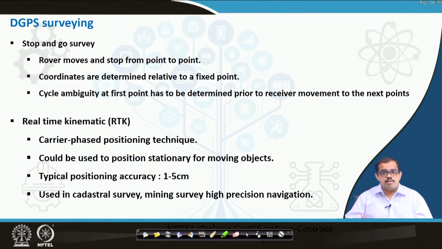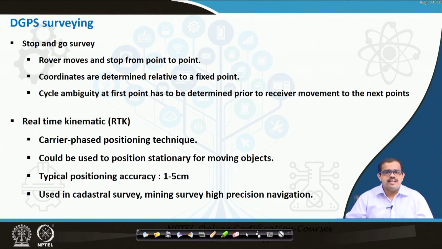It is used to position a stationary point, or a moving object, okay. It is actually a stationary survey. If there is a moving object, then it is acting as a stationary point. Now, typical positioning accuracy is 1 to 5 centimeter. Normally 1 centimeter is the accuracy you can see here, but in certain terrain it may move up to 5 centimeter and not beyond that.